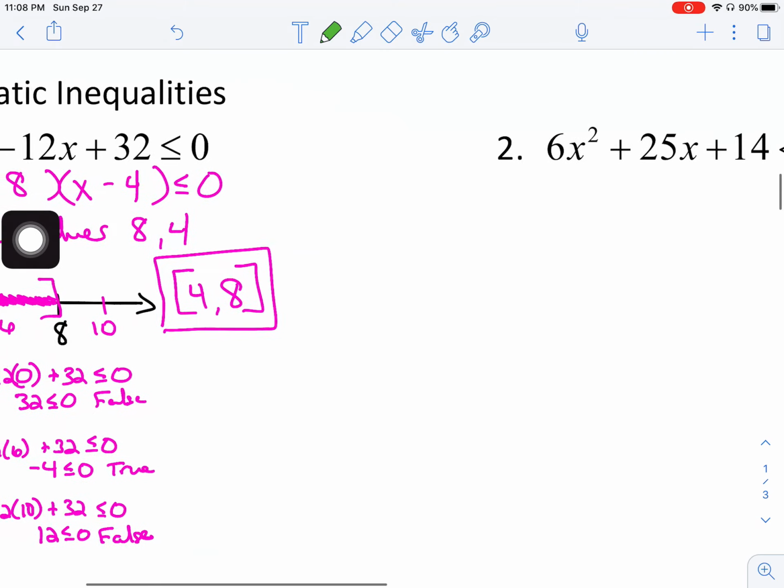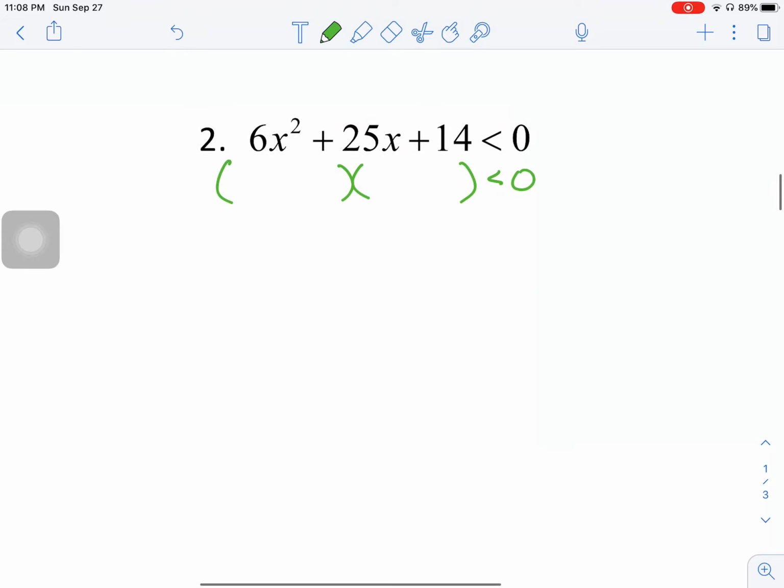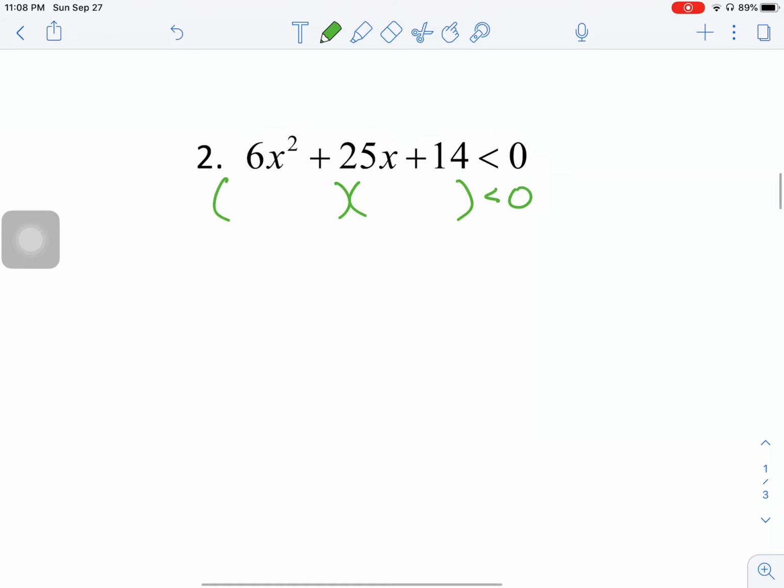All right, so moving on to number two here. We've got 6x squared plus 25x plus 14 is less than 0. I like the fact that it's in standard form. Not such a big fan of the fact that I have to do either advanced factoring, the AC method, or my standby, guess and check. Again, I know I've mentioned this before, I've been doing guess and check for years, and so that tends to be my fallback.